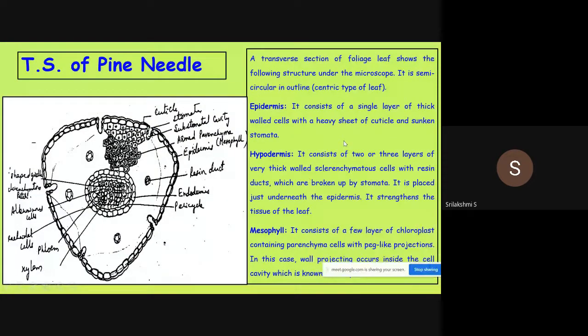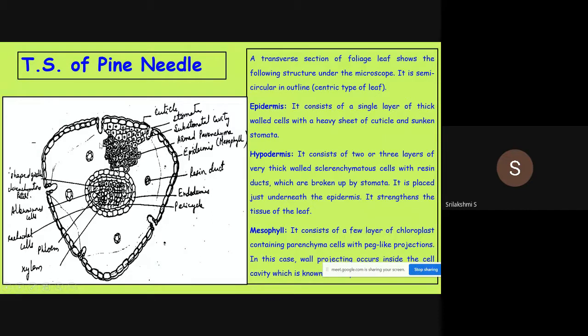So epidermis, as usual, is single layered, and it is made of slightly thick walled cells and covered externally by a very thick cuticle. Because you know that this thick cuticle is one of the xerophytic features, and it shows sunken stomata. Again, sunken stomata also is a xerophytic feature. So epidermis is not continuous, it is discontinuous due to the presence of sunken stomata. So this is what you will be seeing here.